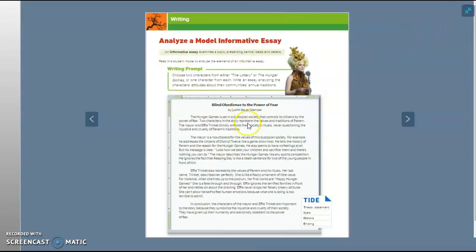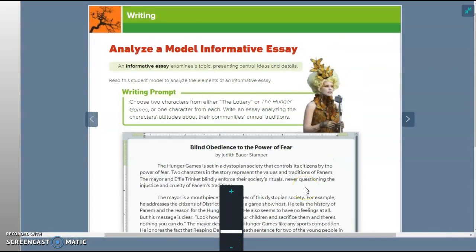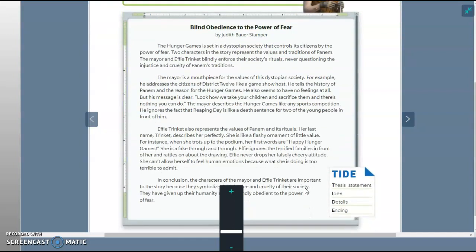As we open this, it says, an informative essay examines a topic, presenting central ideas and details. Read this student model to analyze the elements of an informative essay. Choose two characters from either The Lottery or The Hunger Games, or one character from each. Write an essay analyzing the characters' attitudes about their community's annual traditions. So you're going to write about these characters' attitudes towards their annual traditions.